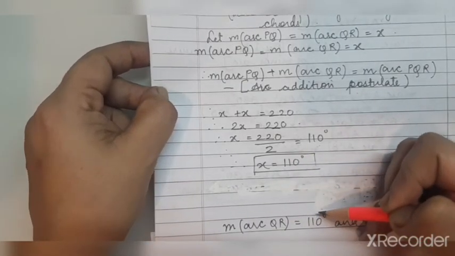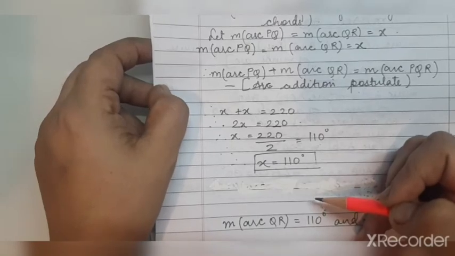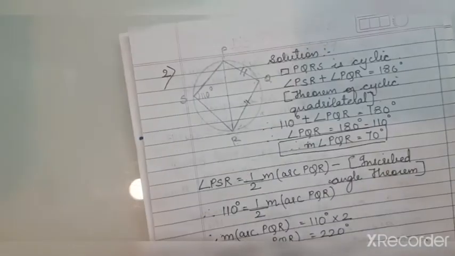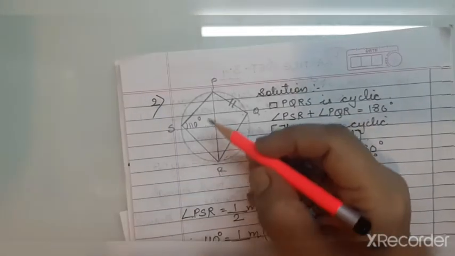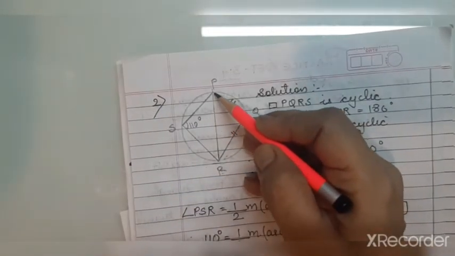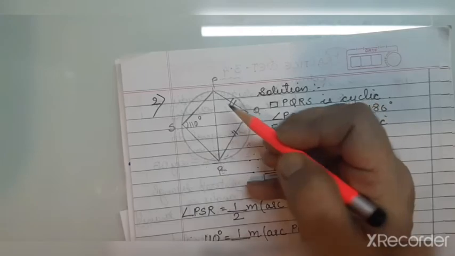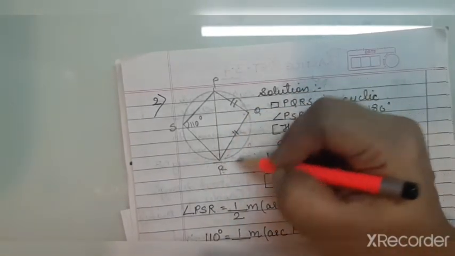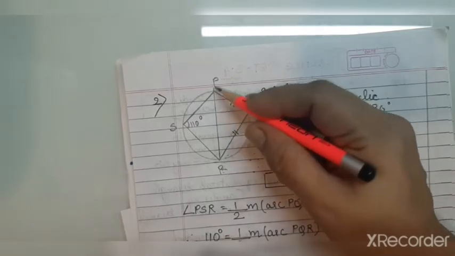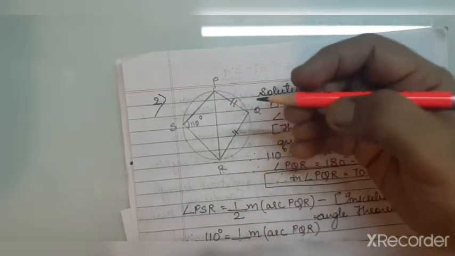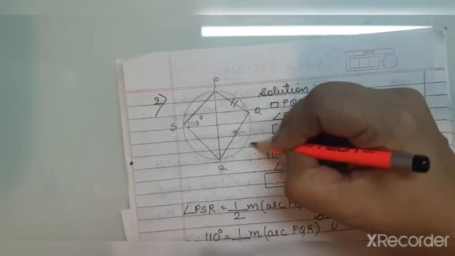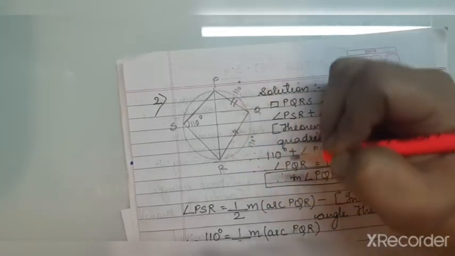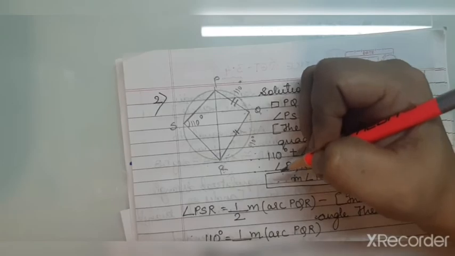Now the fourth one, measure angle PRQ. So how to find measure angle PRQ? Look at this. Just now we got that measure arc QR and measure arc PQ is 110. X we got 110. Clear? So this is 110 and this is also 110. Arc PQ is also 110. Arc QR is also 110.